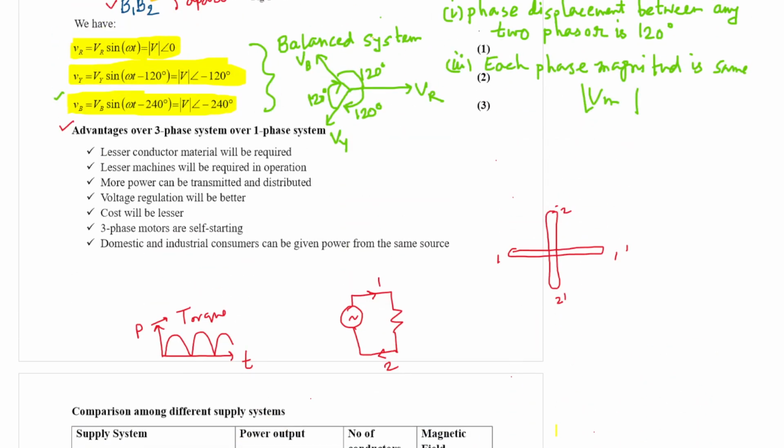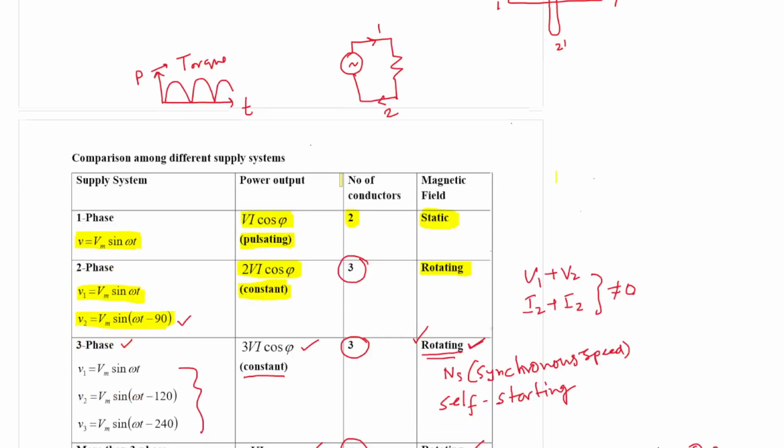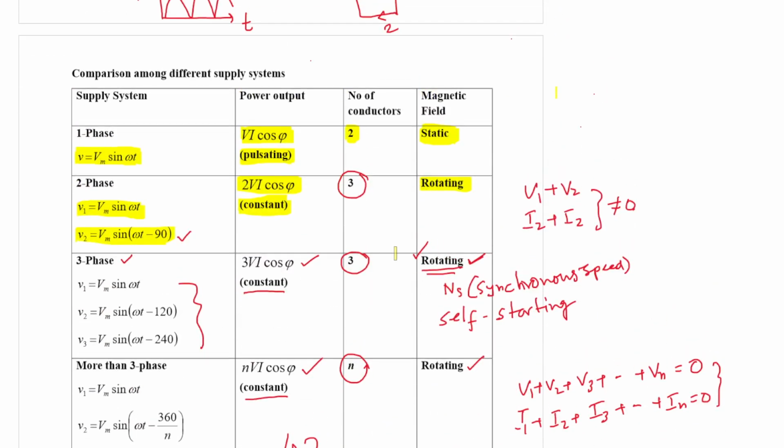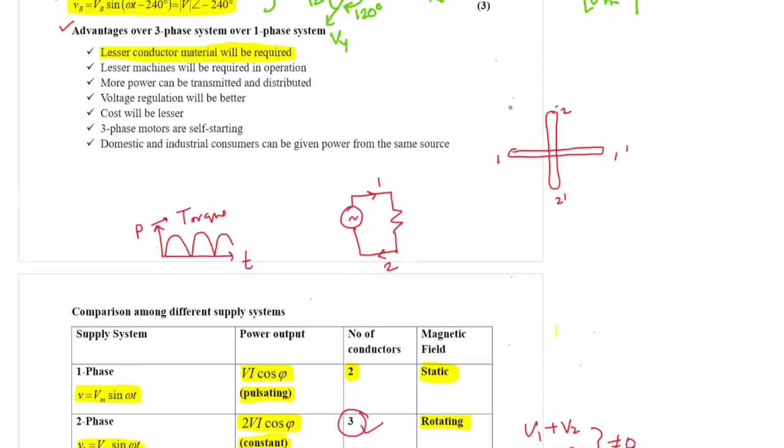So let us quickly go through this point. First point, it is mentioned lesser conductor materials will be required. As you see, we need only 3 conductors to generate 3 VI cos phi, whereas in case of a 2-phase system we require the same number of conductors to generate 2 VI cos phi. So that is the one advantage.